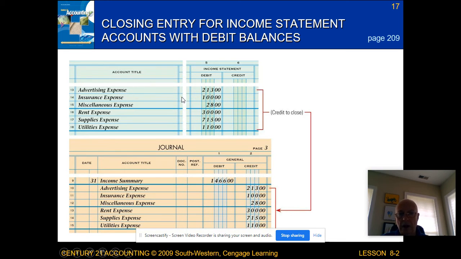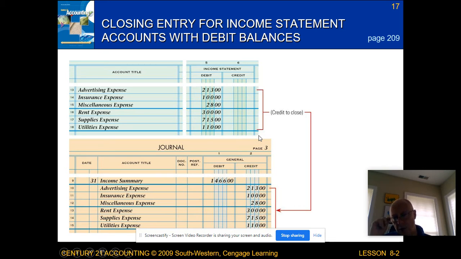The balance in this account now becomes 0. We record it here. Then we move to this one, 100 and 100. Zero all of these out, but then we go through and add these to get $1,466. So income summary is the account title, and then we have each of the individual expenses listed separately. The sum of credits equals the sum of debits here.